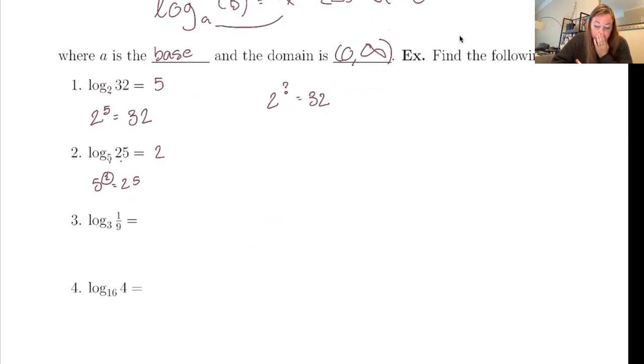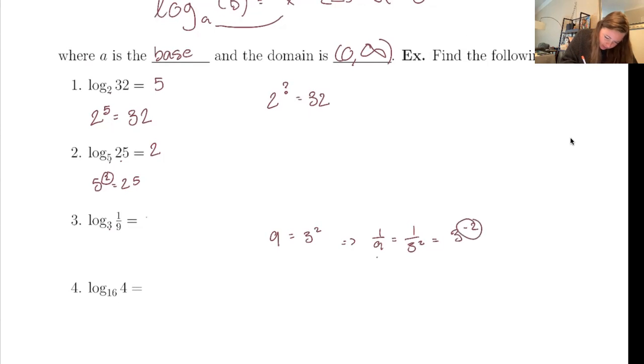Okay, so now we have base 3, and I want to figure out what it's raised to to get to 1 over 9. Well, I know that 9 is 3 squared. So 1 over 9 would be 1 over 3 squared, which is the same as writing 3 to the -2. Remember, the domain is all positive numbers, but for the range, we can have negative exponents. We've seen that, that's fractions. So what can I raise 3 to to get to 1 over 9? I can raise it to -2.